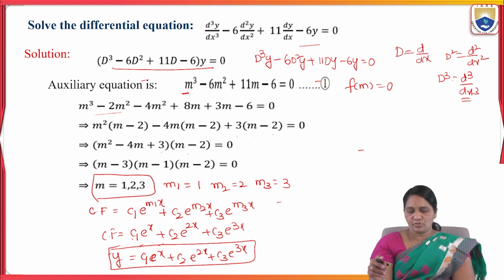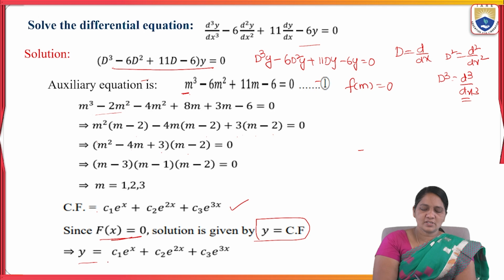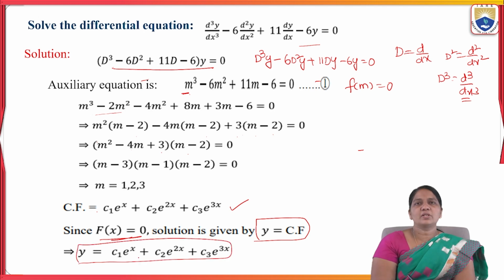That is only we wrote here, we can observe. So you can observe here, this is the complementary function. So C1 e power x plus C2 into e power 2x plus C3 into e power 3x. So for the homogeneous equation, only complementary function is the general solution. So based on this, y equal to C1 e power x plus C2 into e power 2x plus C3 into e power 3x. This is the solution of the given equation. This is the way to calculate the solution of the homogeneous equation.